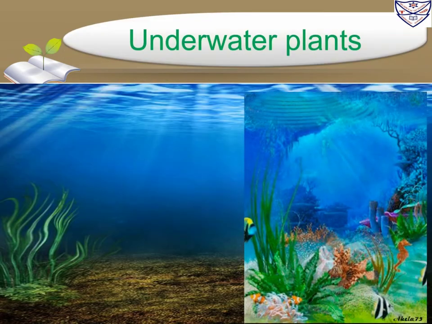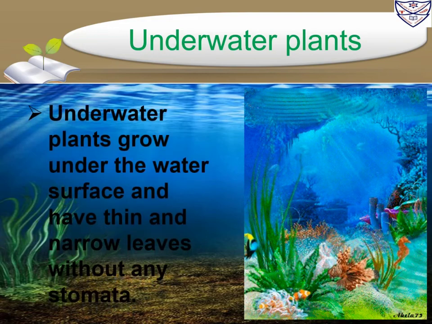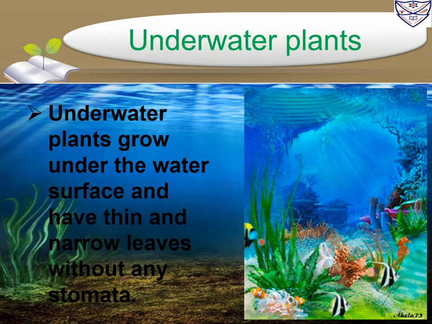Underwater plants. Underwater plants grow under the water surface and have thin and narrow leaves without any stomata. Their leaves absorb carbon dioxide and oxygen directly through their surface. For example, tape grass and pondweed.